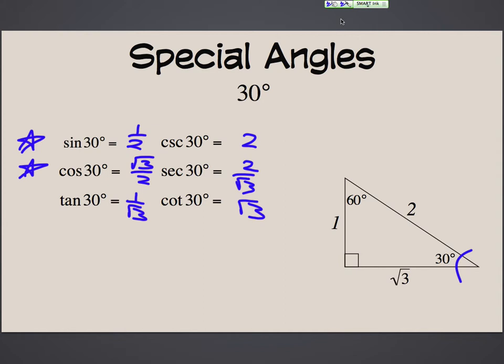But yes, sine of 30, no matter how big my triangle is, will always give me a ratio of 1/2. So you need to memorize sine of 30 equals 1/2, and cosine of 30 equals radical 3 over 2. That needs to be memorized. That is always the case. When I hear sine of 30, I need to be thinking about the fraction 1/2.